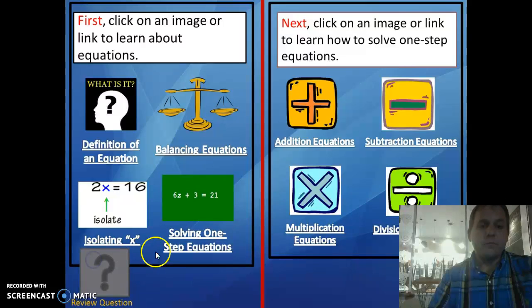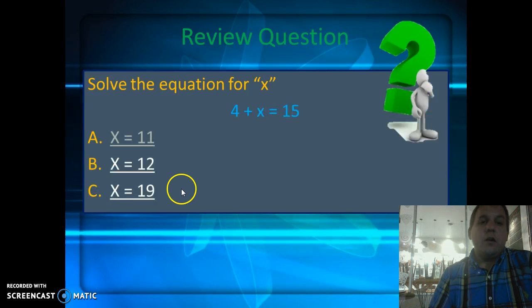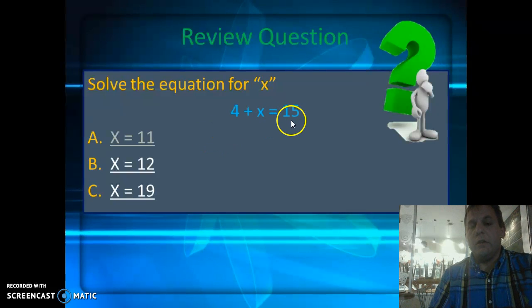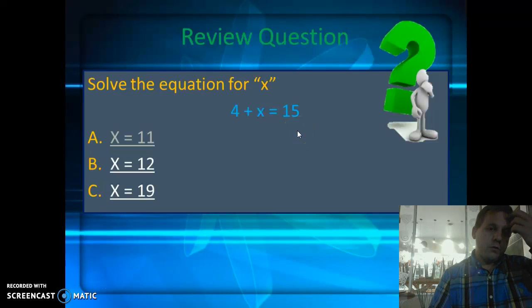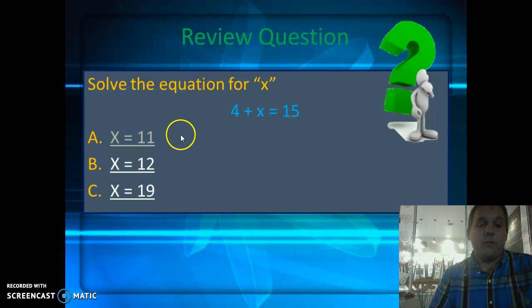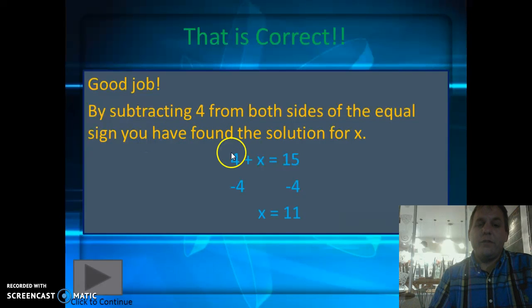Okay. Now we have a review question. Solve the equation for x. 4 plus x equals 5. Go ahead and solve that in your notebook real quick. No, I'm just kidding. Pause your video if you have to. The answer should be A. If we subtract 4 from both sides, because we have to do the exact same thing to both sides, and we have to get rid of 4, then we wind up with x equals 11.